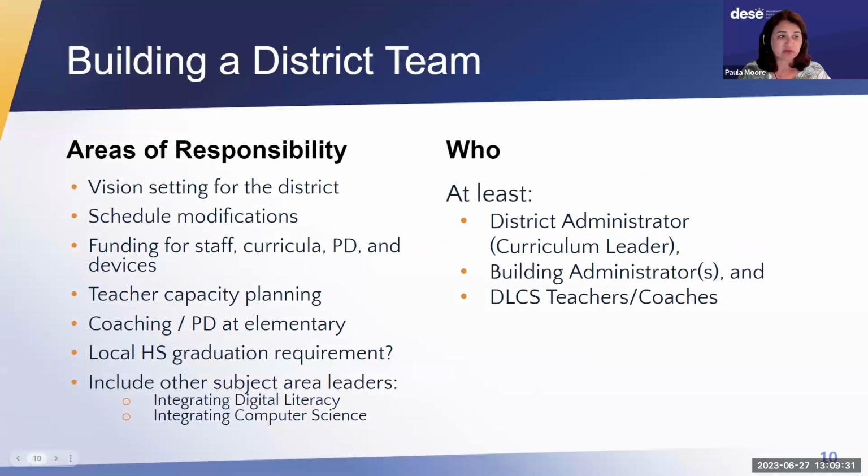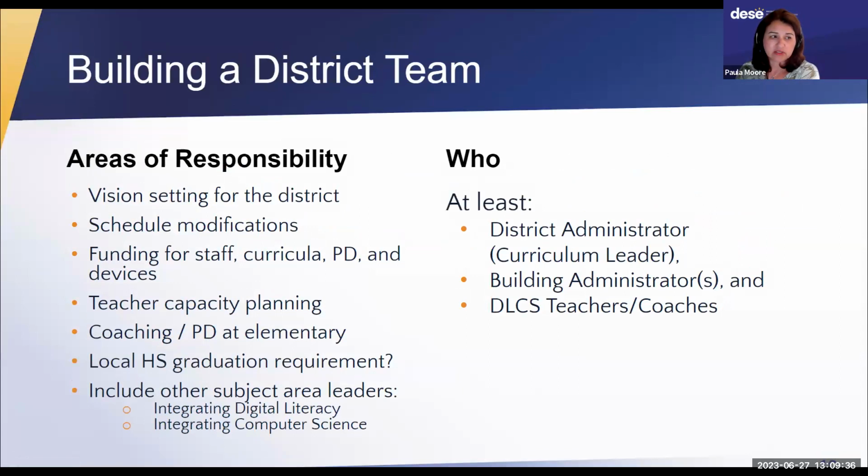So the first step that you're going to have to do is build a team. What we have found is that in order to engage in this work at the K to 12 level, you really need to have a district team who can support you and who can make decisions at the right level. So we're going to need people in these areas of responsibility: vision setting for the district. Many times, and I was a middle school teacher who was the only computer science teacher in my school and working to try to push computer science, it's hard for a teacher to make those kinds of changes by themselves.